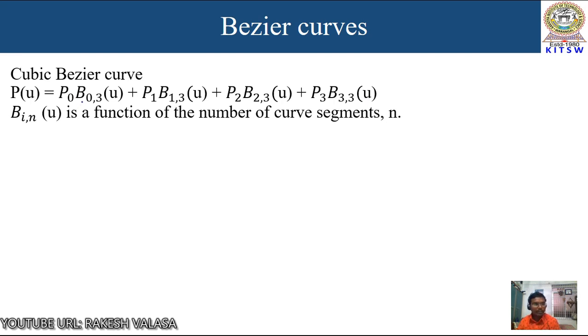Now calculate Bernstein function, that is B0,3 of u, B1,3 of u, B2,3 of u, B3,3 of u. Already we know that formula. Bi,n equal to n factorial by i factorial into n minus i factorial into u power i into 1 minus u power n minus i. Now construct one table.